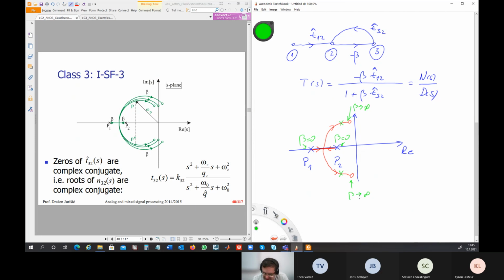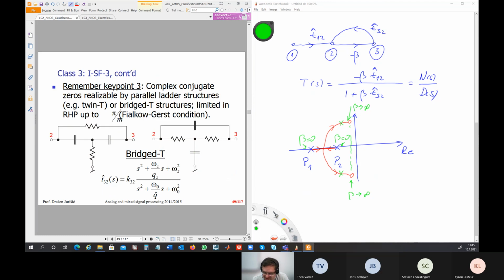Okay, so this is what we know from the last time. So we can now conclude that the third possibility is that the zeros are here somewhere, conjugate complex, and this is good for us. So this is an example, they can all be here, and the transfer function T32 has the following form. Now the next question is how we can get the position of zeros here. How we can get it? So we need a special network. It's not enough to have a simple ladder RC network like before.